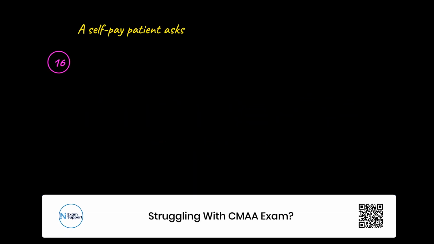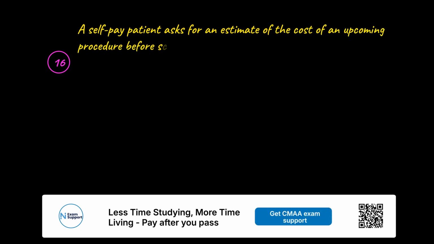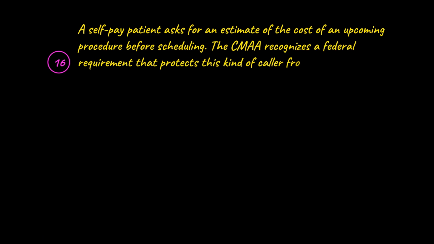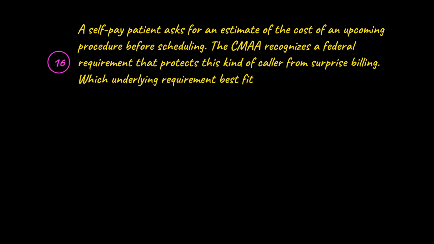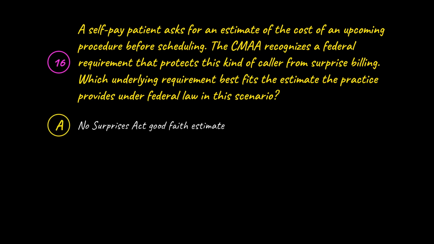Question 16. A self-pay patient asks for an estimate of the cost of an upcoming procedure before scheduling. The CMAA recognizes a federal requirement that protects this kind of caller from surprise billing. Which underlying requirement best fits the estimate the practice provides under federal law in this scenario? Your options are A. No Surprises Act good faith estimate.